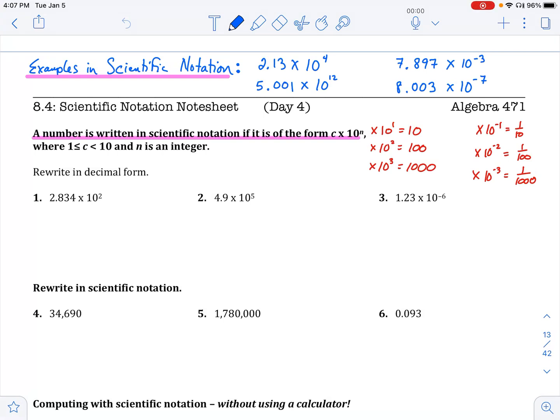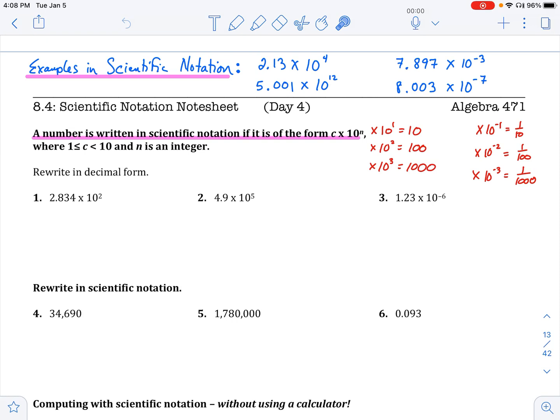All right, welcome here to section 8.4 for algebra. This is scientific notation. When we talk about scientific notation, an important emphasis I would like to make here is that scientific notation was created so that we could write really big numbers without having to put all the digits in there.